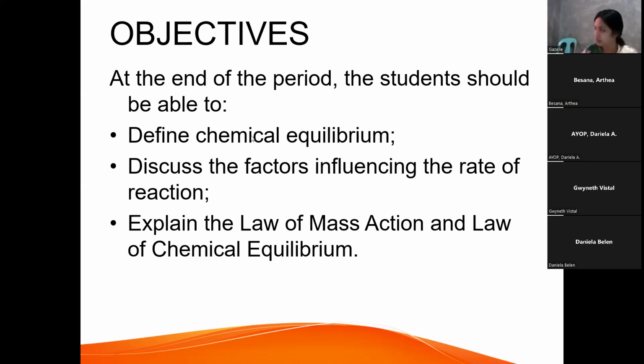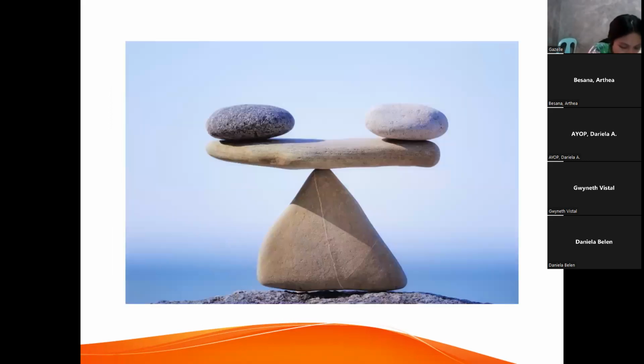In the laboratory, I'll be teaching you the different types of chemical reaction, and that includes balancing equation. Ituturo ko yun siya sa laboratory. So you expect na wala muna tayong masyadong laboratory experiments. Let's have that sa midterm and sa finals.